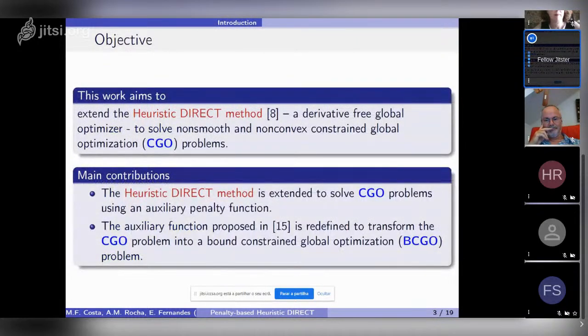The aim of this work is to extend the heuristic direct method presented in 8 to solve non-smooth and non-convex constrained global optimization problems. Main contribution of this work: the heuristic direct method is extended to solve CGO problems using an auxiliary penalty function. The auxiliary function proposed in 15 is redefined to transform the CGO problem into a bound constrained global optimization one.